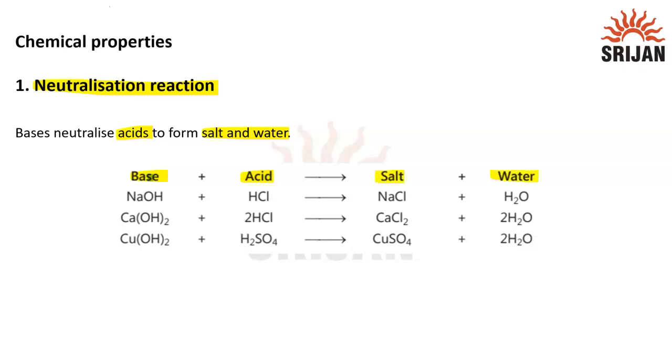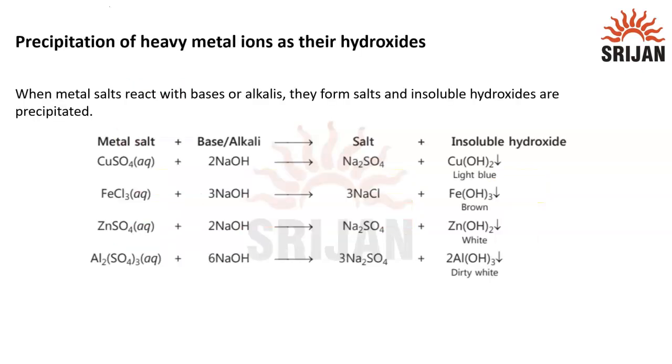Here is the example: NaOH on reacting with acid produces salt, which is sodium chloride, and water. Similarly, calcium hydroxide on reacting with hydrochloric acid produces calcium chloride and water. Then copper hydroxide on reacting with H2SO4, sulfuric acid, produces salt, which is copper sulfate, and water.